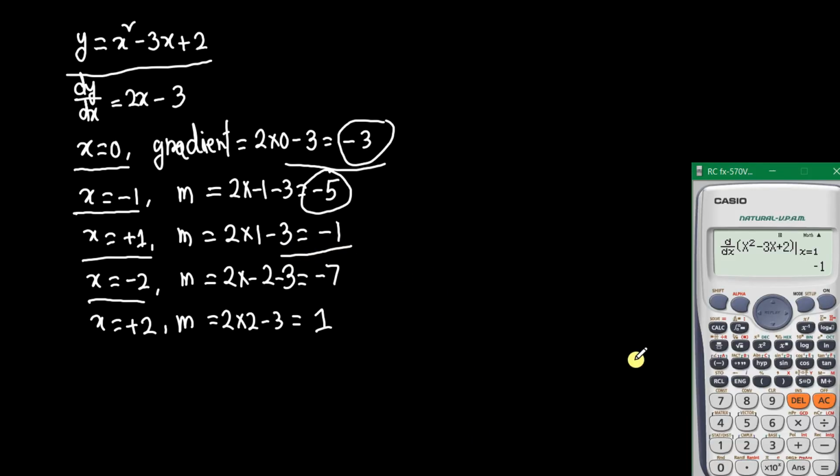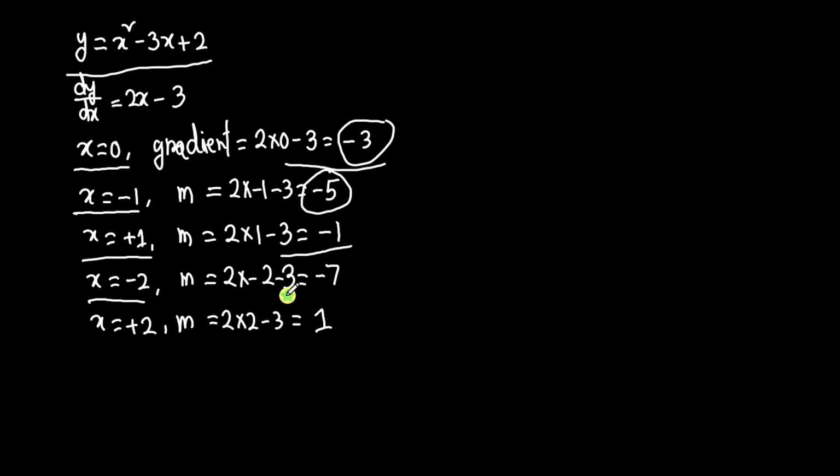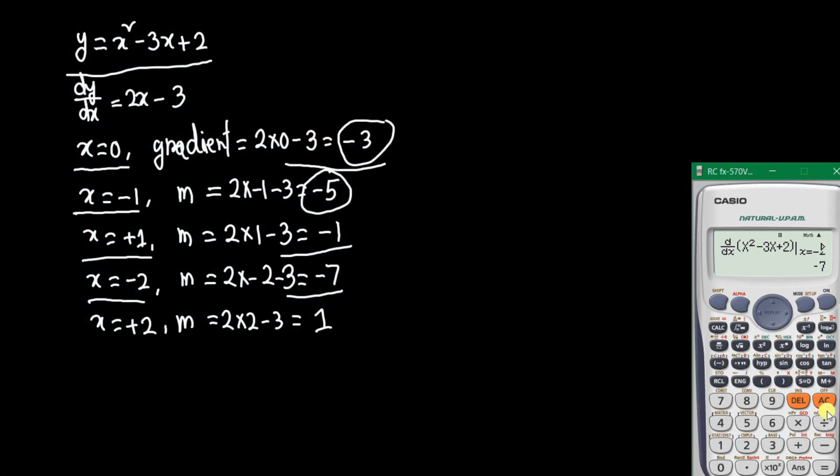Next, if we put minus 2, let me check. We are putting in minus 2, and we get minus 7. Yes, our value is minus 7. And the last one is, if we press here and put the value of positive 2 instead of x, let me check positive 2.